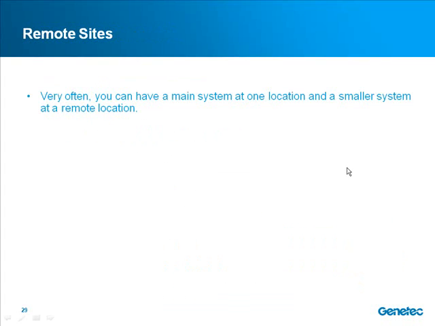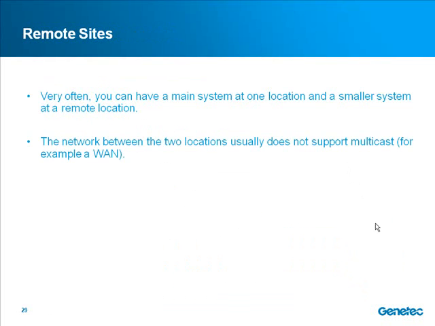Now let's take a look at remote sites, where we have a main site at one location and a smaller system at another location. The network between the two locations does not support multicast, as they're on a WAN or connected via the internet or a private network.